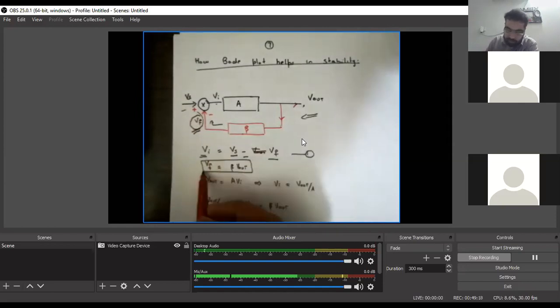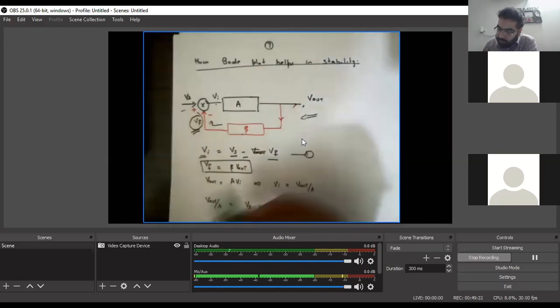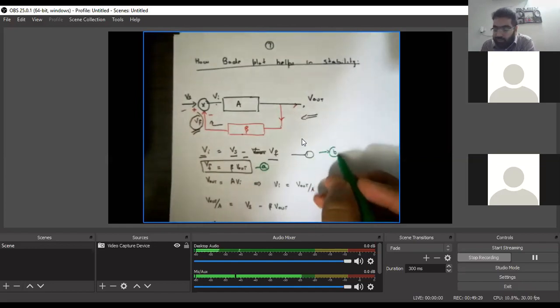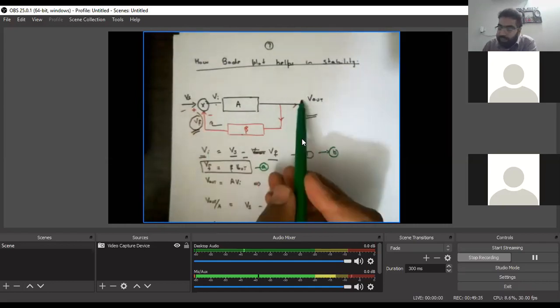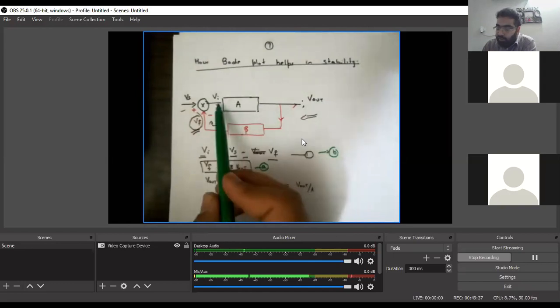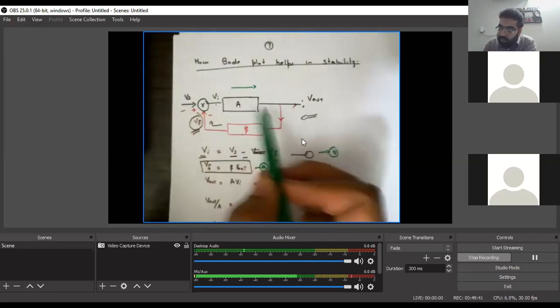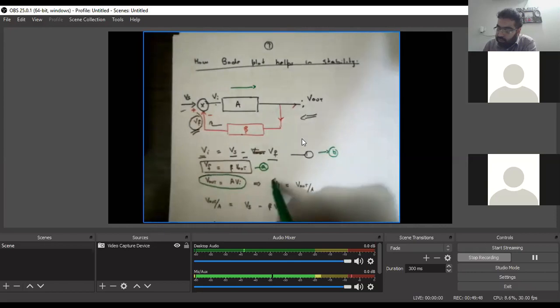Let me use a different color to identify. So this is one equation, let's say A, and this is another one, B, in terms of Vi and Vf. And also we know that V out is equal to A times Vi. This is the feed forward path. So A times Vi is still our feed forward gain. So we can write V out is equal to A times Vi, or we can also write Vi is equal to V out by A.